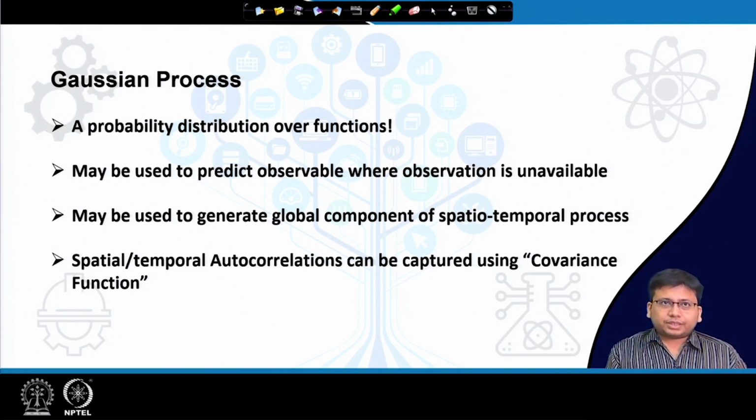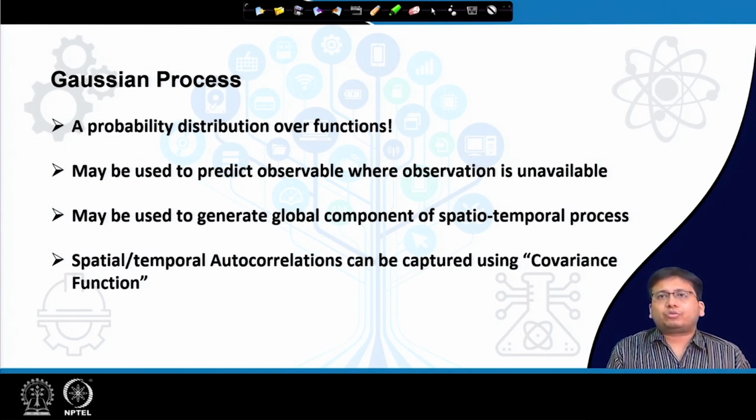Now, this Gaussian process is such a probability distribution. It is defined over functions, that is entire functions have a certain probability under the Gaussian process. That may sound strange, but actually it is not so strange. We will try to explain that in a bit. So, what is this Gaussian process used for? It may be used to predict the observable at places where the observation is unavailable.